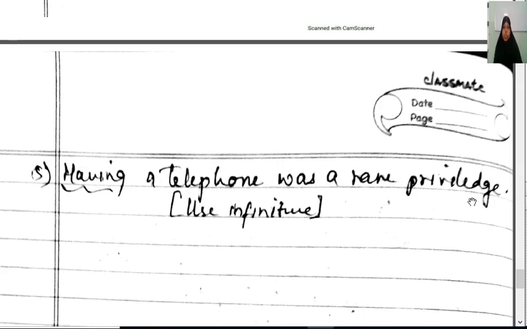"Having a telephone was a rare privilege." Use infinitive. Now what do you have to do? You have to remove this ing. You have to write the verb in root form and add to before it. So the answer will be: To have a telephone was a rare privilege. What will be your answer? To have a telephone was a rare privilege.